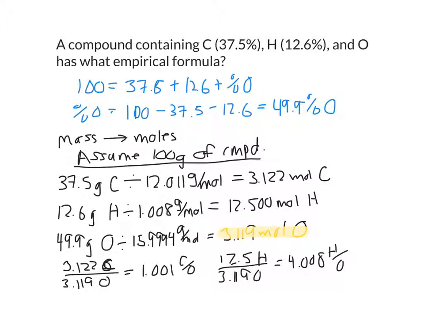So now I can see that for every one oxygen, I essentially have one carbon. So I can round this to 1. Every oxygen is one carbon. There's a ratio of 1 to 1. Every 4 hydrogens is equivalent to 1 oxygen. So there's a ratio of 4 hydrogens to 1 oxygen. And so if I put that all together, I can see that I have 1 carbon to every 4 hydrogens to every 1 oxygen. And that is my empirical formula for this compound.